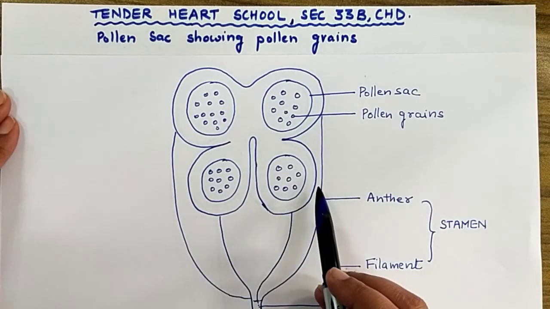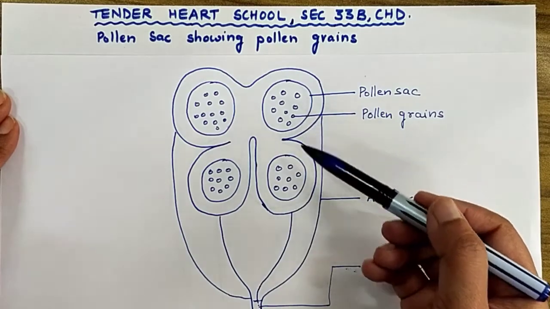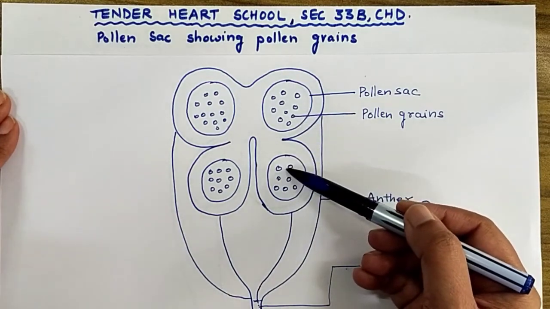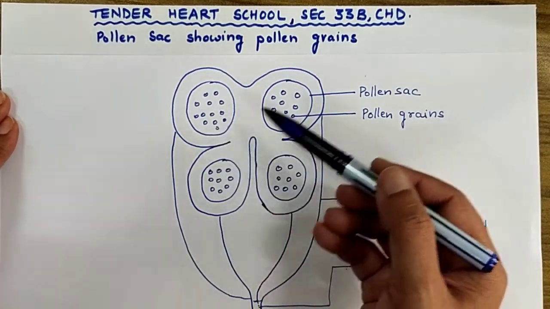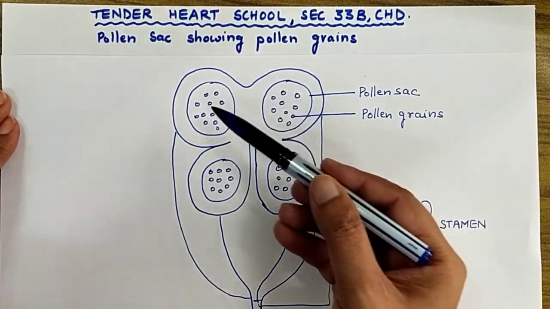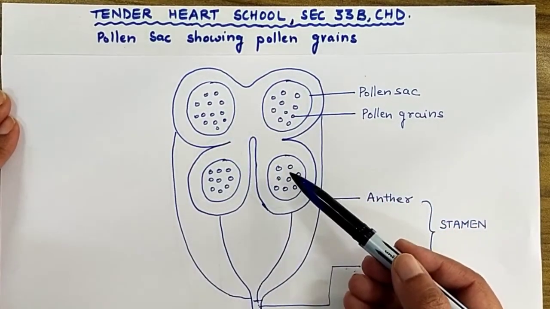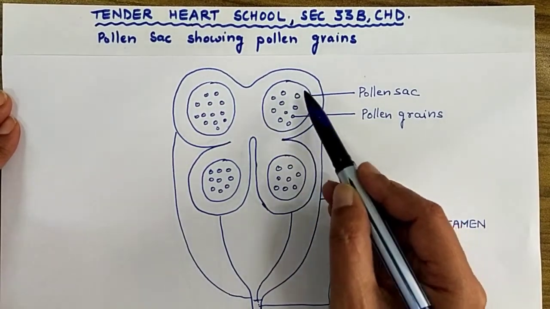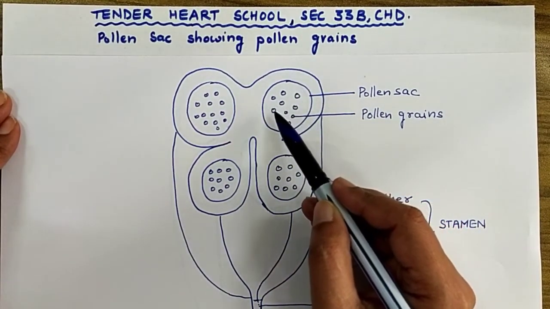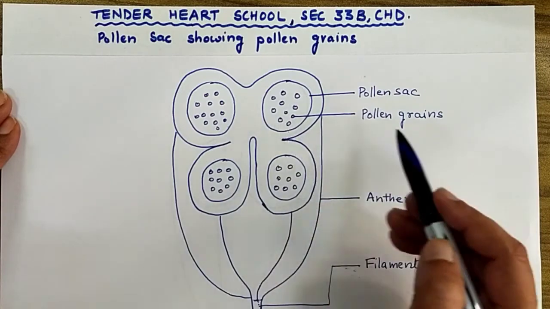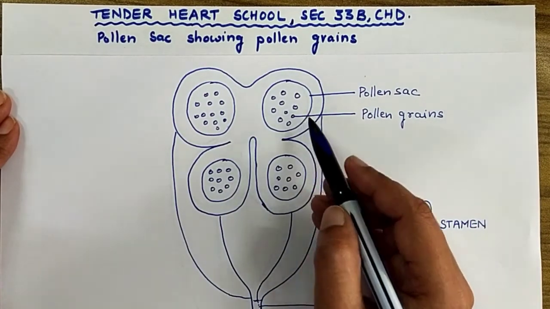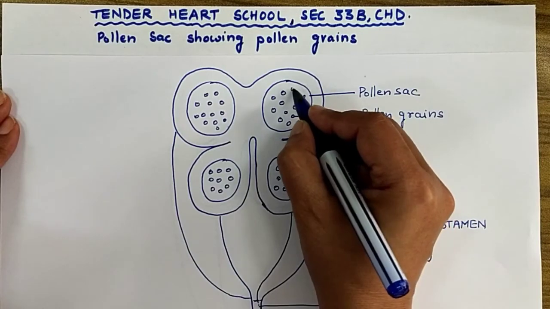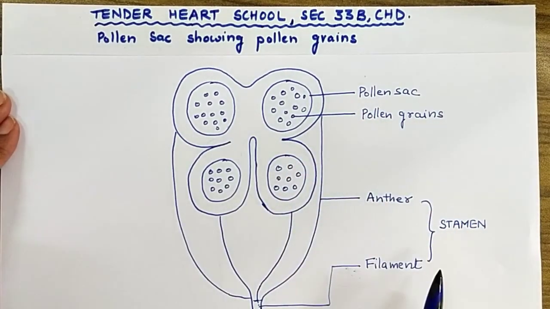Now in this bilobed structure, each lobe further has two pollen sacs. On each side we have two pollen sacs. So in total we have 1, 2, 3, 4 pollen sacs. Inside the pollen sacs the male reproductive cells, that is the male gametes, pollen grains, are formed, right? So these are the pollen grains which are formed inside the pollen sacs of the anther. So this is how you have to draw the diagram of the pollen sac showing the pollen grains.